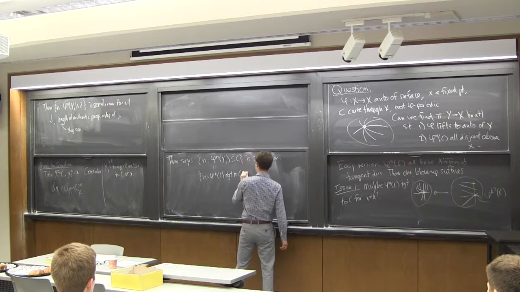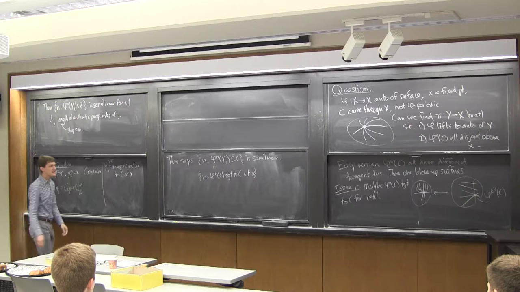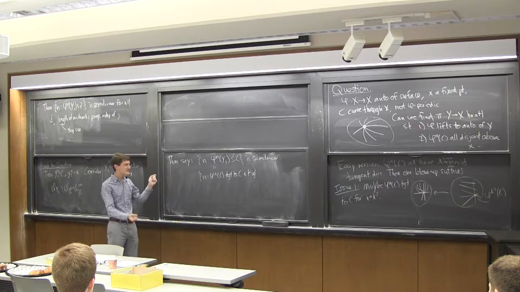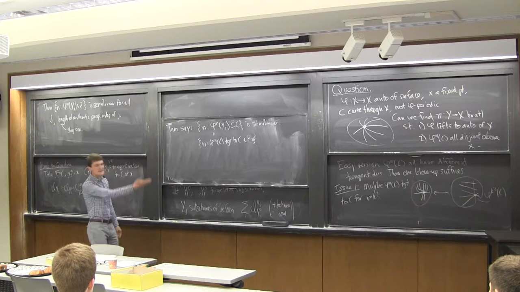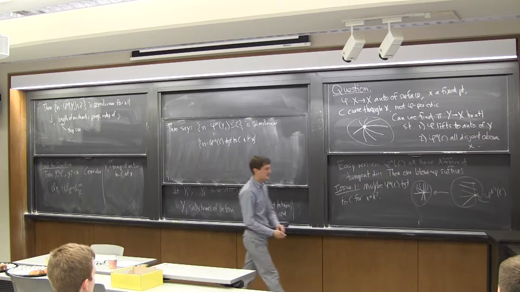And so one output of the theorem is that the set of n such that phi n of C is tangent to C at our point in this setting is a semilinear set, which again in the surface case is just easy linear algebra. Okay, but this solves our issue one more or less. It tells us that you're not going to end up with unpredictable numbers of times when the curves are tangent here. It's essentially just an arithmetic progression.